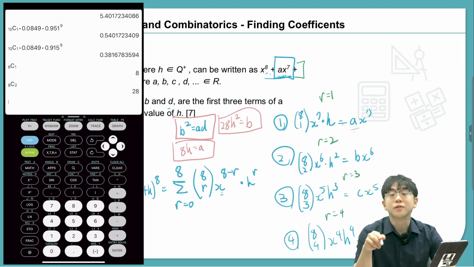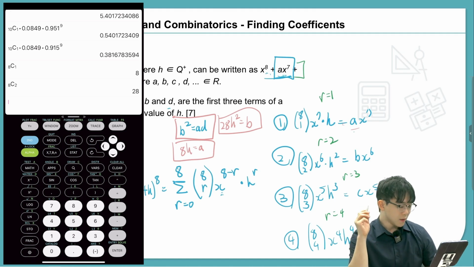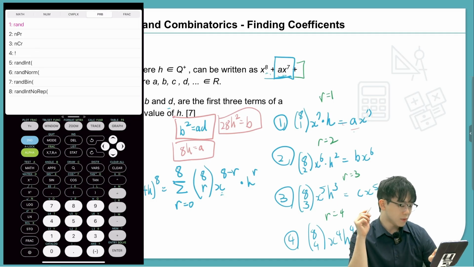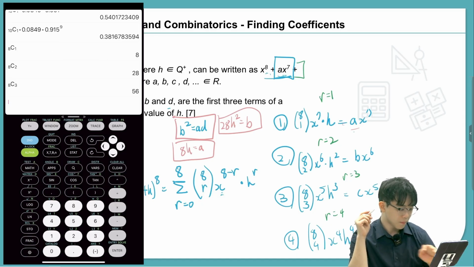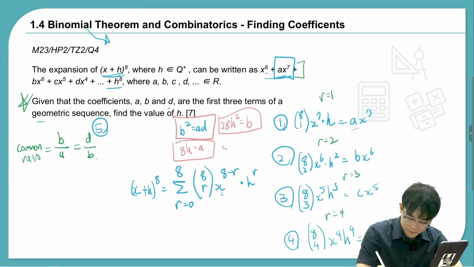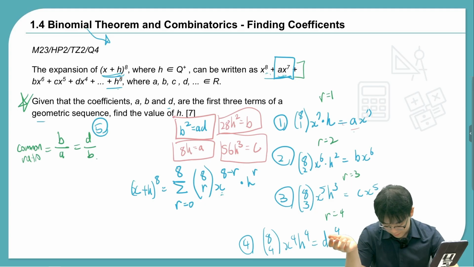Next, we have 8 choose 3 times x to the power of 5 times h to the power of 3 is equal to c x to the power of 5. So we could do 8 choose 3, and that's 56. So it's like 56 times h to the power of 3. That's going to be equal to c, right? Okay, so we have 56 h to the power of 3 is equal to c, right?